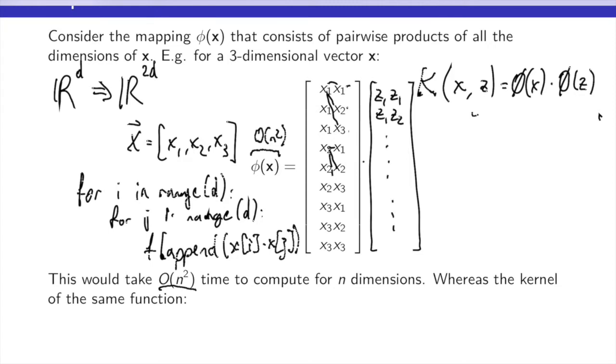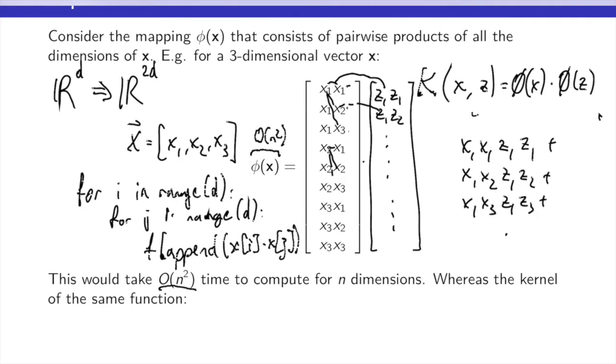The trick here is, though, when you're doing the dot product of these, you have to multiply this pair with that pair and add it to the sum, and then do that. So what you're doing is essentially x1, x1, z1, z1 plus x1, x2, z1, z2, x1, x3, z1, z3, and so on and so forth, in this case 9 times. Well, 6 more times.